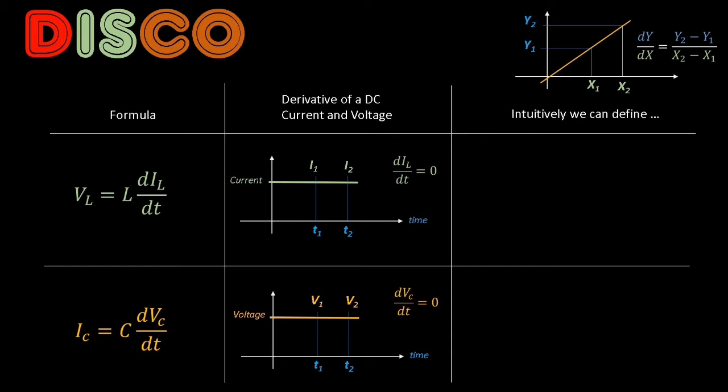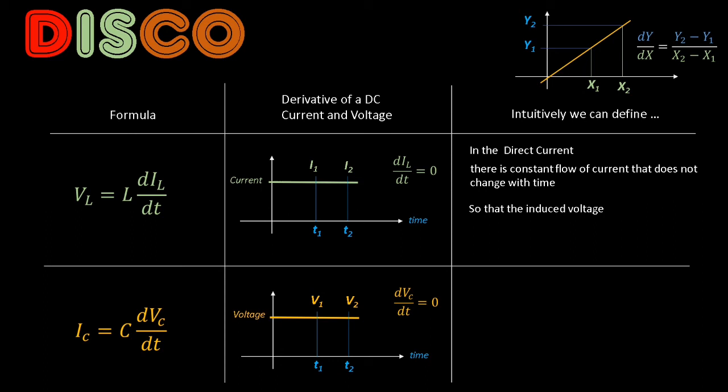So guys, intuitively we can now define for the inductor in the direct current, there is a constant flow of current that does not change with time. So that the induced voltage VL equals to L di dt is equivalent to 0. And isipin nyo guys, no, in electrical circuit, a zero voltage is a manifestation of a short.